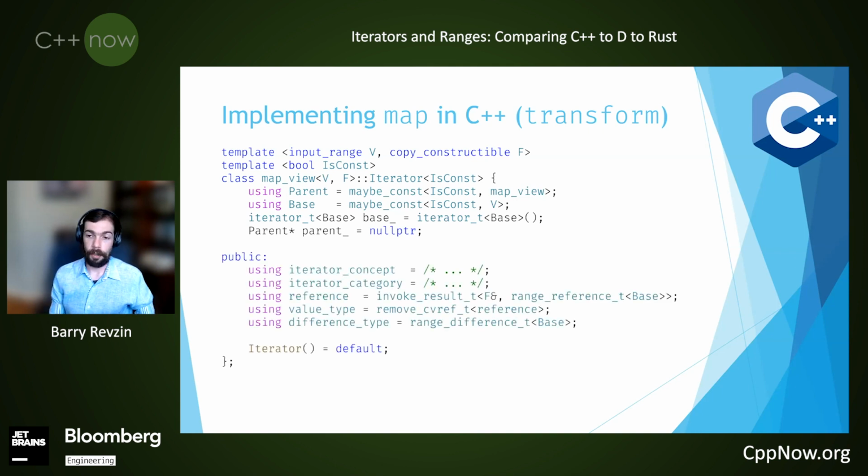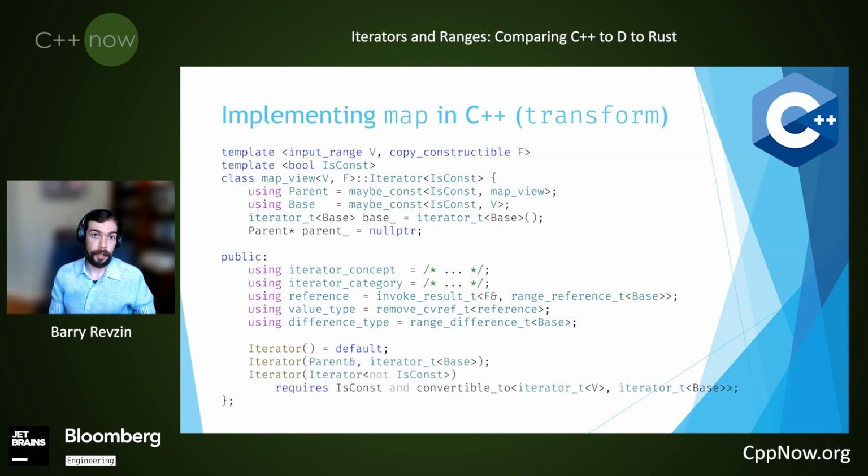And so we have our bunch of aliases that we need to provide, where the reference type in this case is going to be the result of invoking the function on the reference of the underlying base. And the value type is just removing the constant reference qualifiers from that. And of course, we need to be able to construct the iterator, which typically is going to be constructible from either the parent and an underlying iterator in the usual case, or const iterator needs to be constructible from iterator. So we need to make sure that we get that right, along with all those constraints.